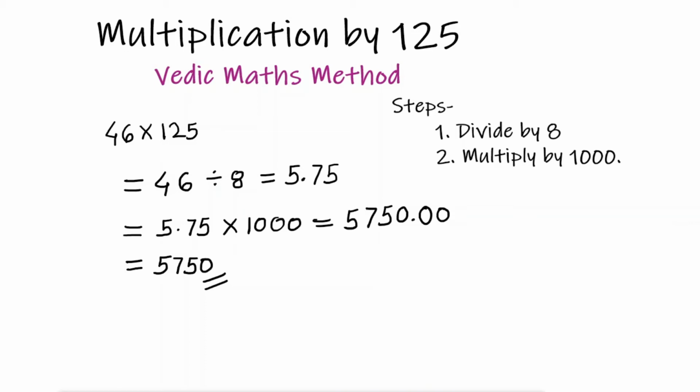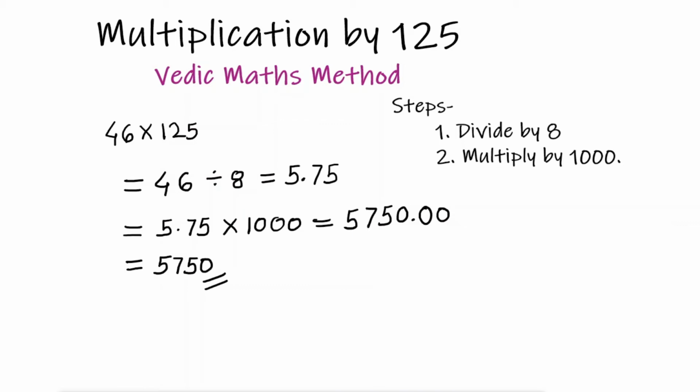Now you can see here, this is the same trick which we learned in multiplication by 5 and multiplication by 25. We have to use only two steps and then we will get the answer. Now you can compare the difference between the general method and the Vedic maths method. In the general method, we took lots of time as well as steps, but in the Vedic maths method, we use only 2 steps.